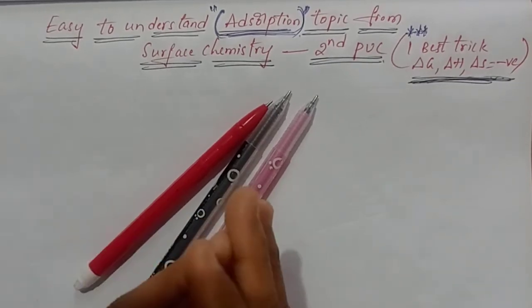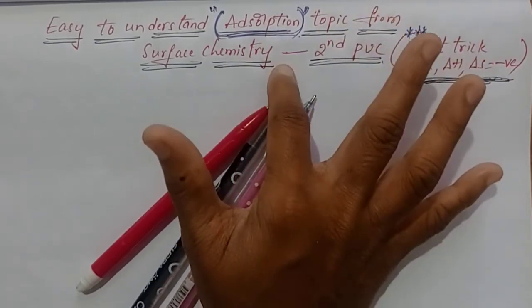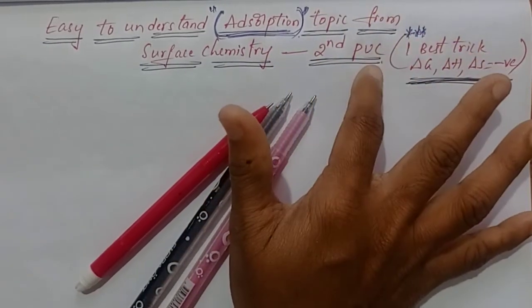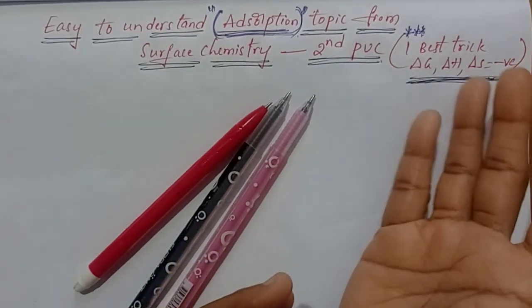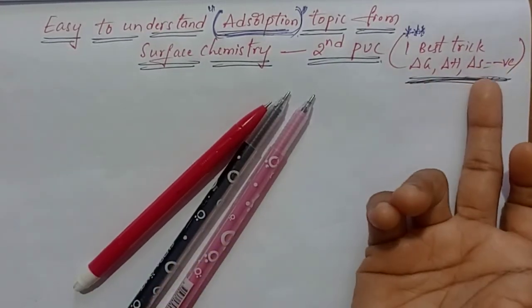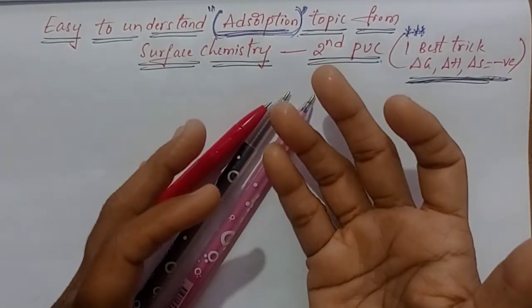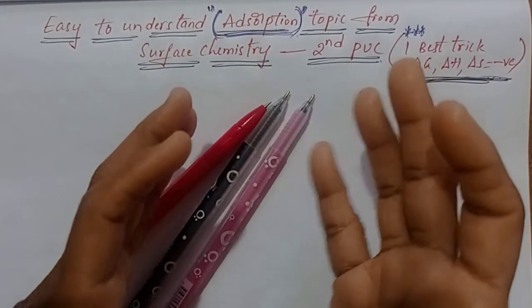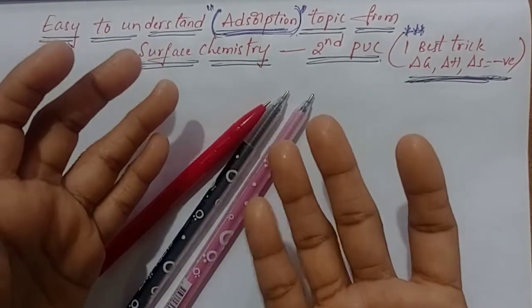Today I am going to discuss the adsorption topic from the surface chemistry lesson, a second PUC topic. In this section I am also giving one best trick for remembering how delta G, delta H, and delta S are equal to negative. After this topic, students, you will feel it is very easy. You can easily understand this adsorption topic.